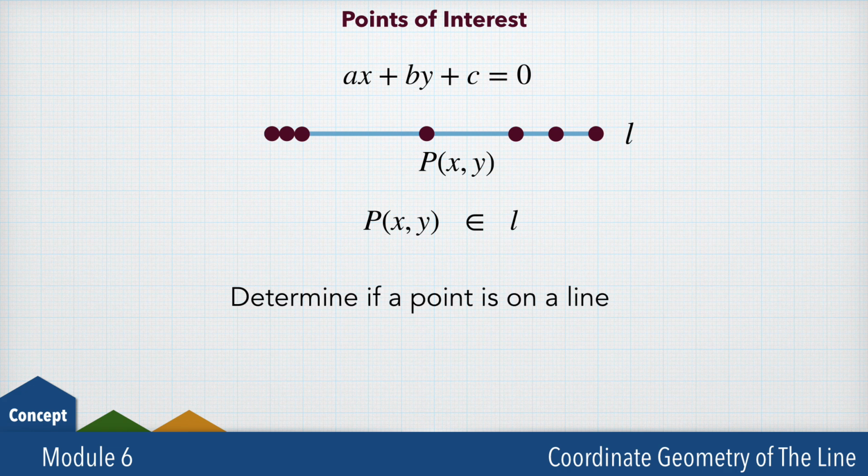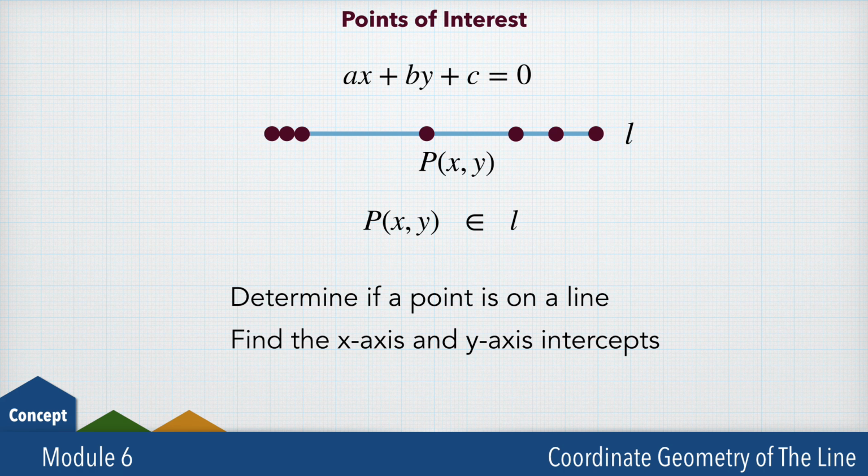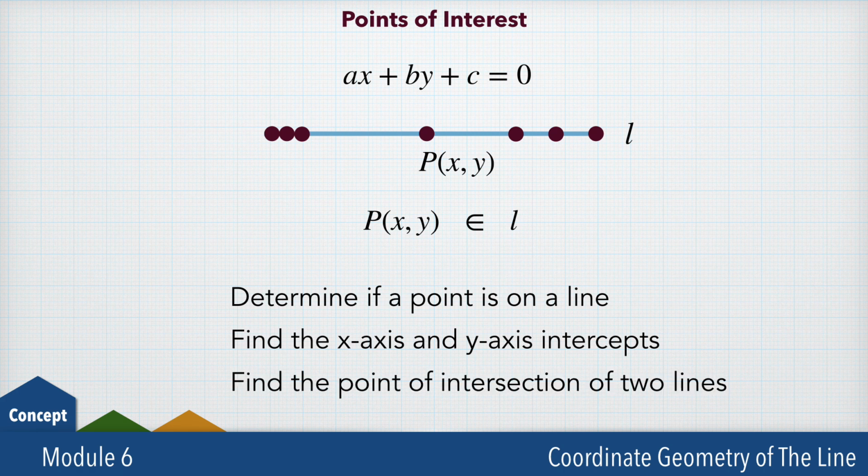We can determine if a point is on a line, we can find the x and y intercepts of a line, and we can find the point of intersection of two lines.